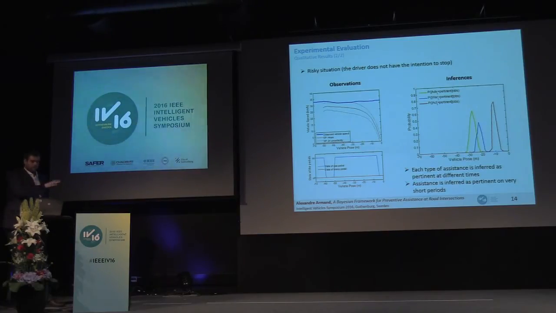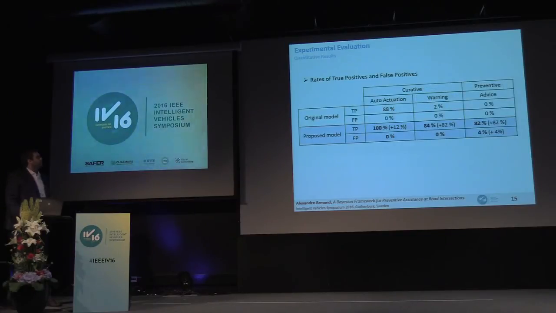So we see here that the Bayesian network allows us to infer that each type of assistance can be inferred as pertinent at different times. And we see also that it's inferred as pertinent on very short periods. So the Bayesian network here allows to select the right moment to trigger assistance and can select the assistance that is the most pertinent given the time and the state of the vehicle.